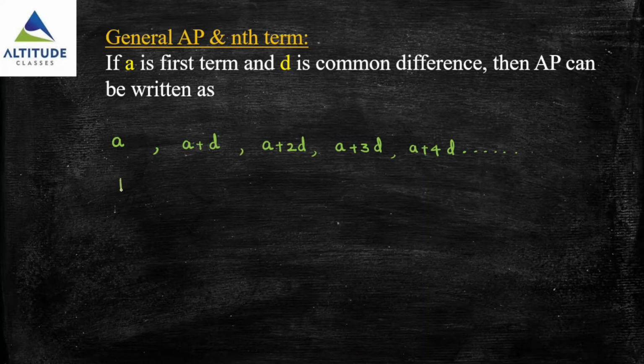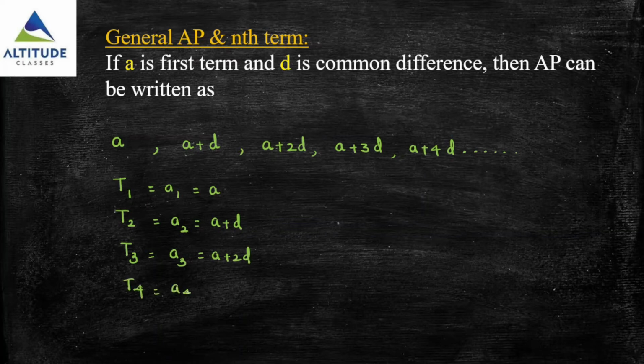Okay. T1 or A1 is a. T2 or A2 is a plus d. T3, A3, a plus 2d. T4, A4, a plus 3d. So on. What is Tn? Pause the video and think what is Tn. If you see, there is a pattern in this.